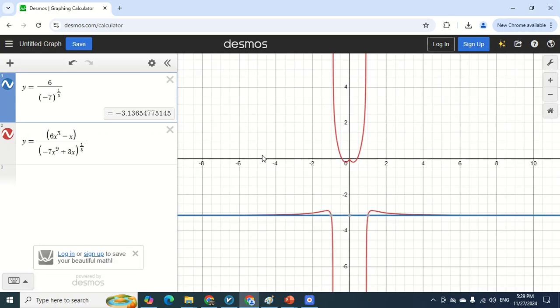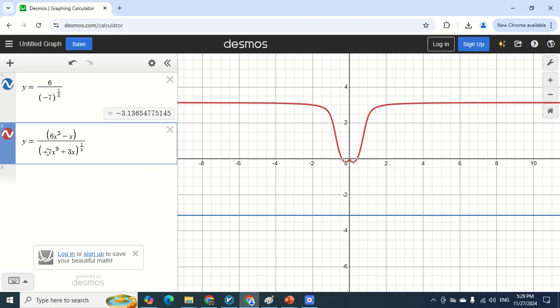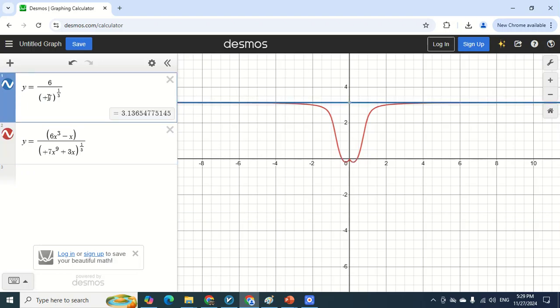So if I just change the value to the plus sign, then that function will also be plus, and we have this situation. And again, the value tends to 6 over the third root of 7.